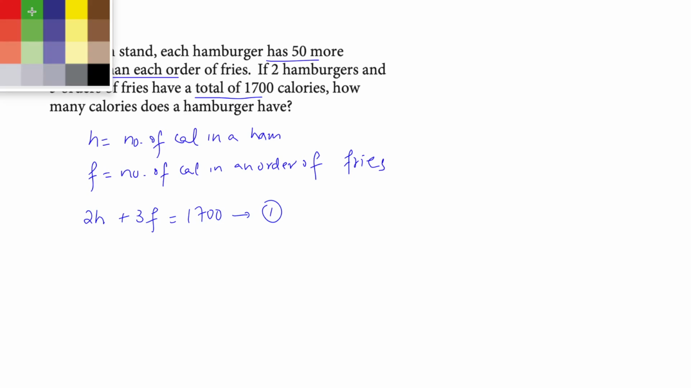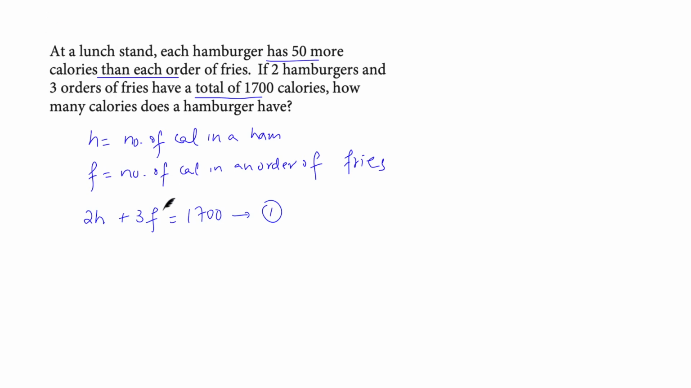So what should be our second equation? How can we get that? The second equation is H equals F plus 50. Pause the video and see how I got this equation. This represents the fact that one hamburger contains 50 more calories than an order of fries. One hamburger has 50 more calories than an order of fries. There you go. We have our two equations. Just replace H in this equation and we will have our answer.